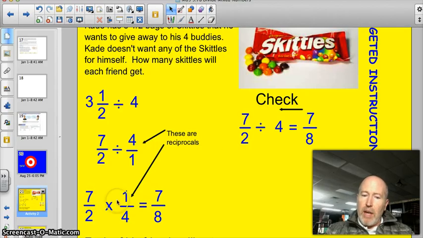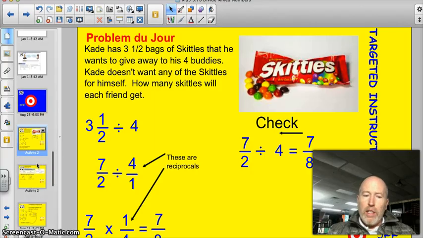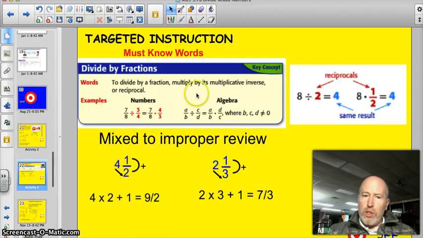So you get 7 times 1 is 7. 4 times 2 is 8. So you get 7/8. Let me just do a quick check and make sure I did that right. So I had 7 halves divided by 4, and I think it equals 7/8. So I'm just going to kind of work backwards. 7 times 4 would give me 28. 8 times 1 would be 28 over 8. When you reduce it, if you divide each by 4, you would get 7 halves. So my check worked.